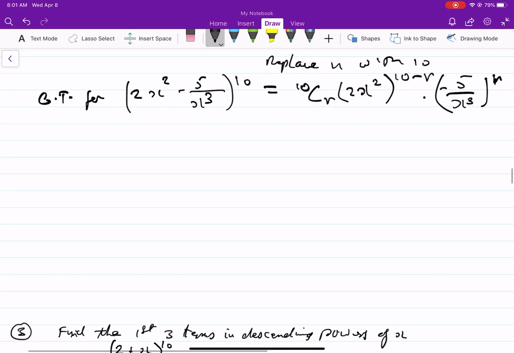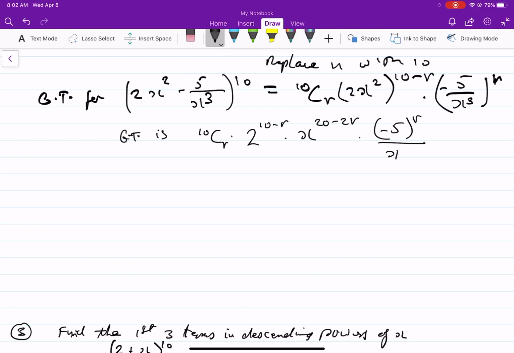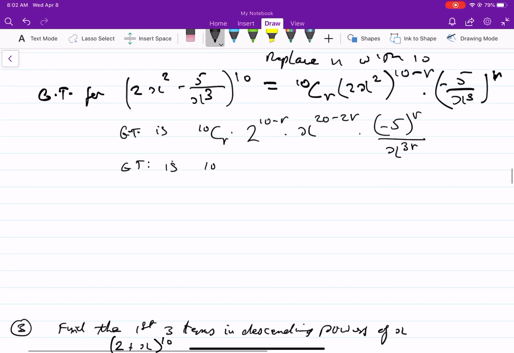Let's simplify. The general term is 10Cr times 2 to the power of 10 − r times x to the power of, and then I multiply the powers there, that's 20 − 2r, and then (−5) to the power r divided by x to the power 3r. Simplifying a little bit more, that would be 10Cr times 2 to the power 10 − r times (−5) to the power r.